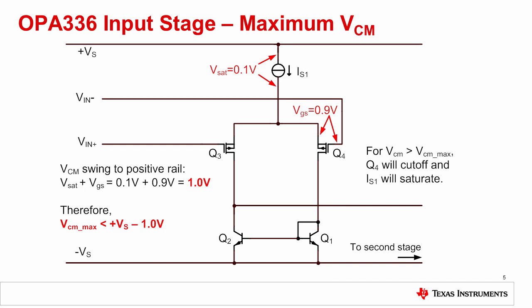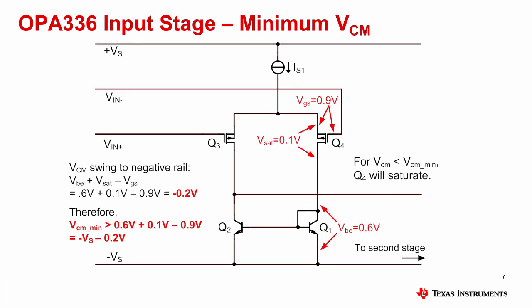Thus, the input common mode voltage can swing to within 1 volt of the positive supply, that is, Vin must be less than +Vs minus 1 volt. Driving the input to a voltage greater than this will cause the transistor Q4 to cut off and the transistor in Is1 to saturate, giving a nonlinear response.